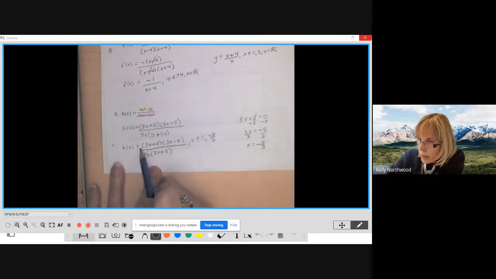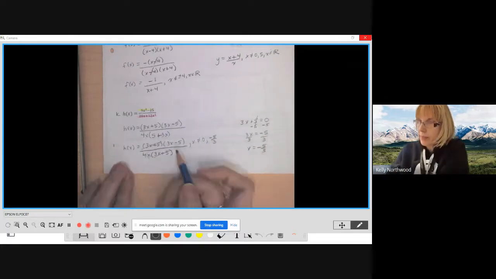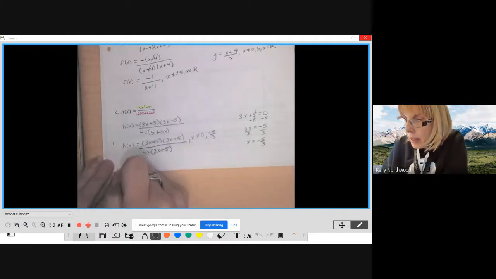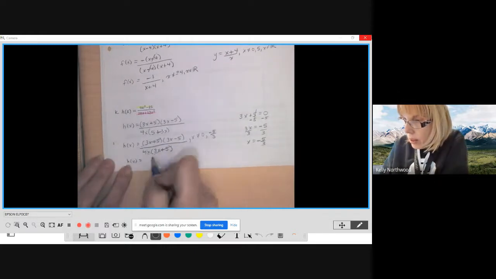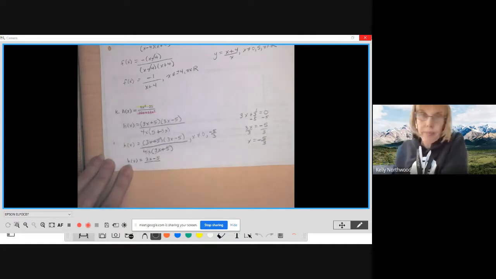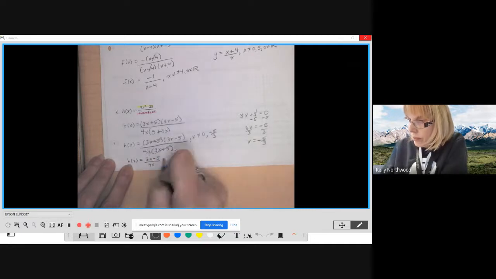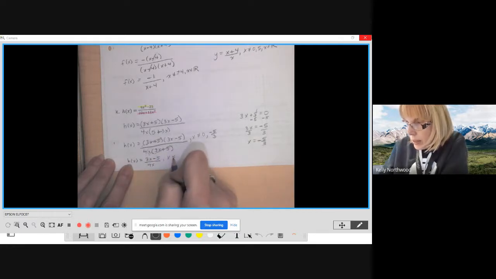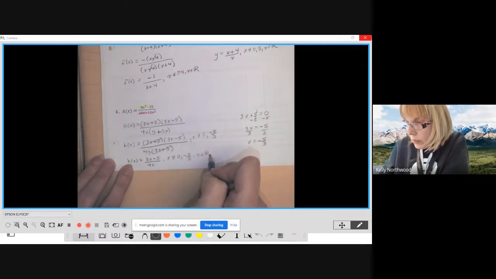So I can divide out the 3x + 5s now. I'm going to be left with 3x - 5 in the numerator, 4x in the denominator. x can't be 0 or -5/3, but it can be any other real number.